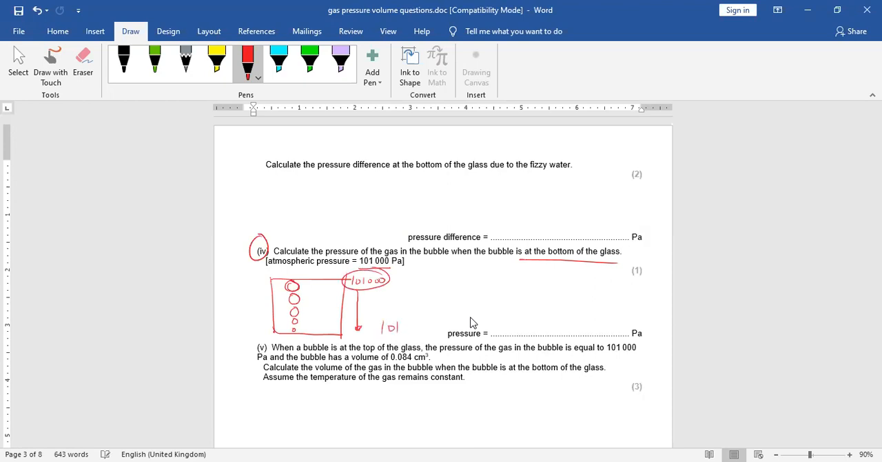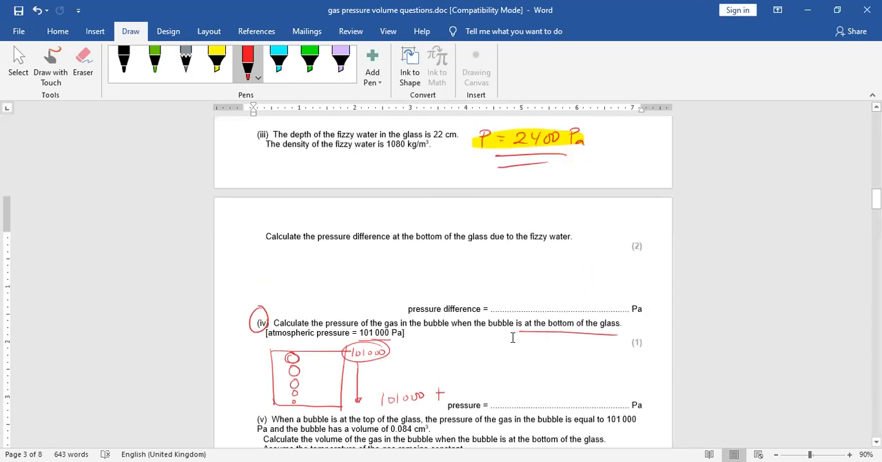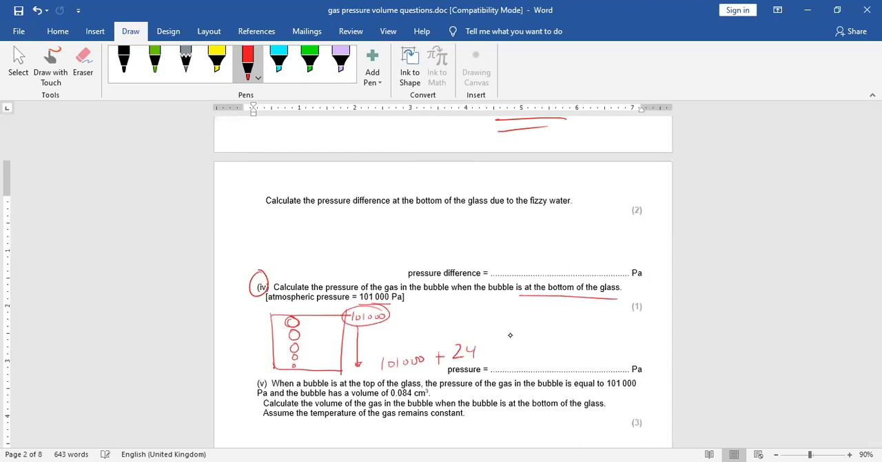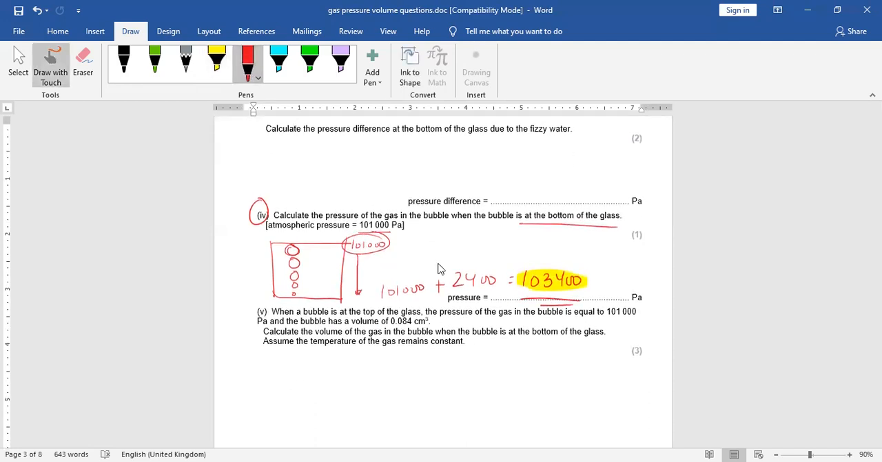So 101,000 Pascal plus the calculated pressure difference that we got earlier, which is 2,400. So it means that 103,400 Pascal is the pressure of the bubble at the bottom. Now, if you already calculated this, we can calculate number 5.